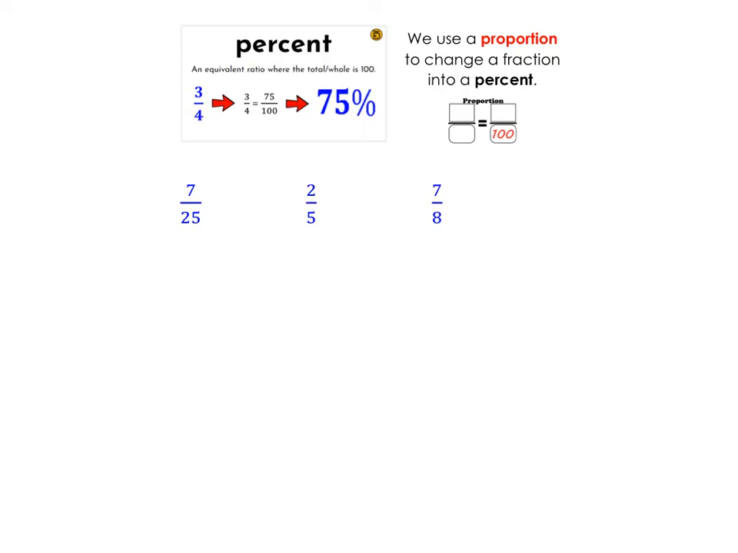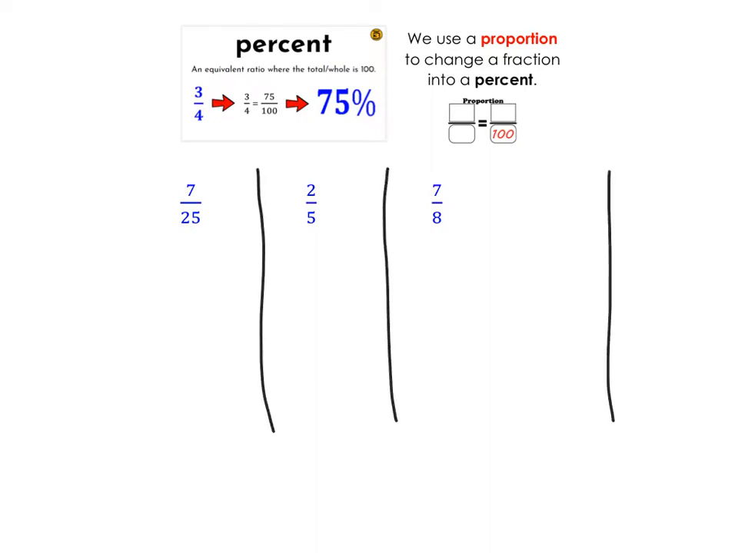All right, so before we get started on frequency tables today, we're going to do a bit of a reminder on how to turn a fraction into a percent. So we're going to start, I'm just going to separate the fractions here. We're going to start with 7 over 25.